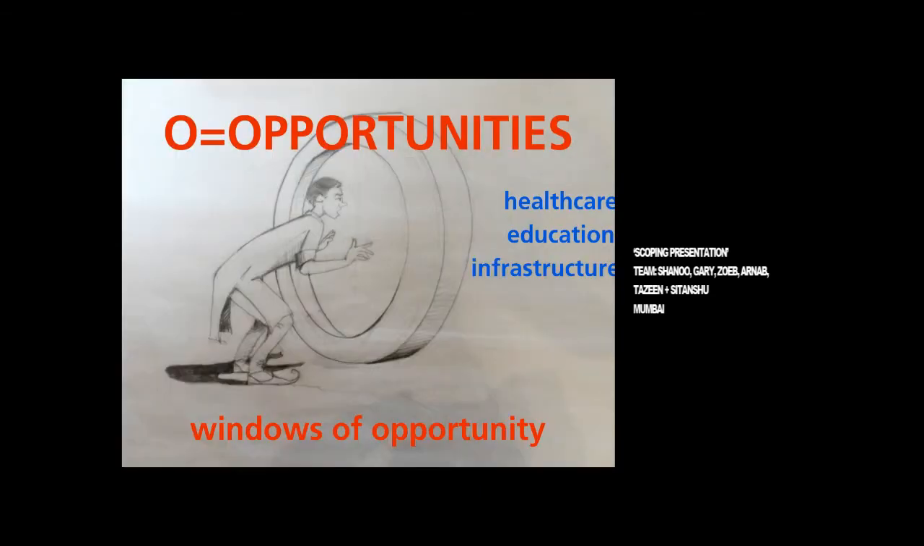So for us, the O in growth was equal to opportunities, which is windows of opportunity for growth. And of course, when we look through that window, there are several areas where growth must happen and can happen. For example, health, education, and infrastructure. We're looking at the growth story close to our heart and in India. So moving forward to the next slide.